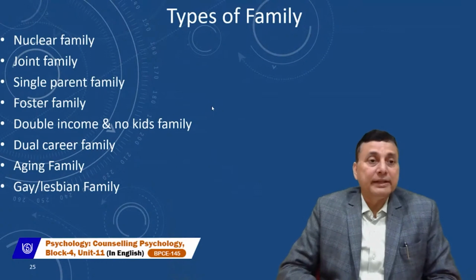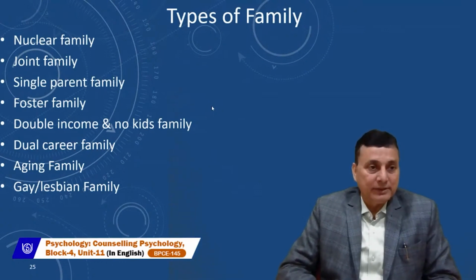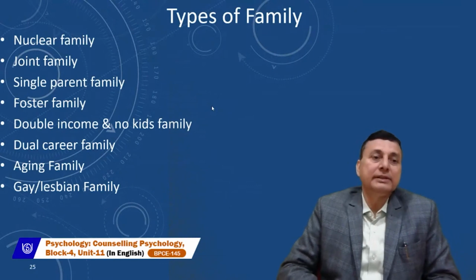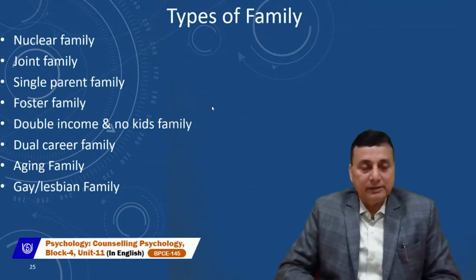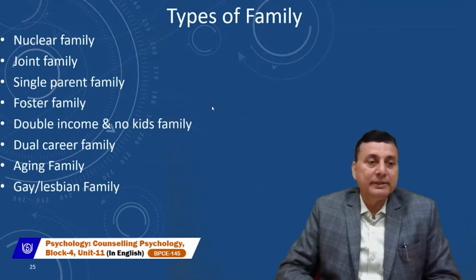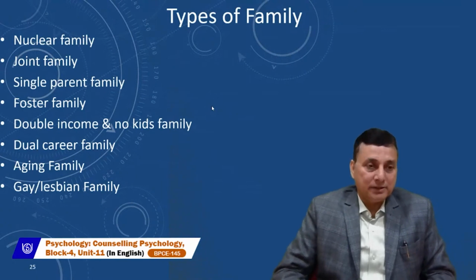A foster family, then double income and no kids family. Both are working, but there are no kids in the family. Dual career family, they work, they hold two jobs, in the morning and in the evening. Aging family, like old age parents staying alone, and gay or lesbian family in some countries.